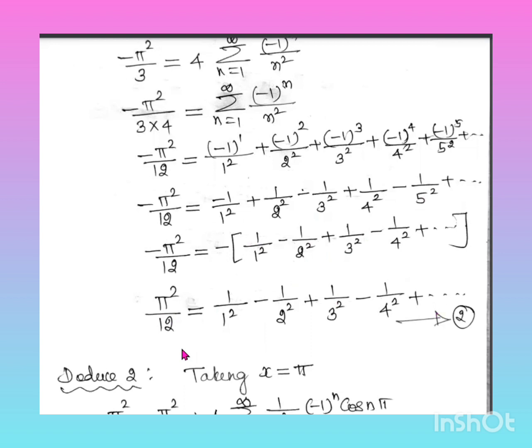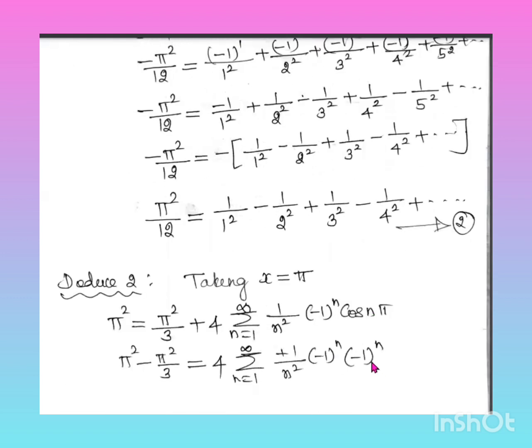So pi square by 12 is equal to 1 by 1 square minus 1 by 2 square plus 1 by 3 square minus 1 by 4 square plus 1 by 5 square plus etc. Take this as equation number 2.